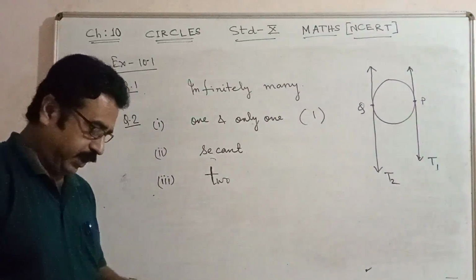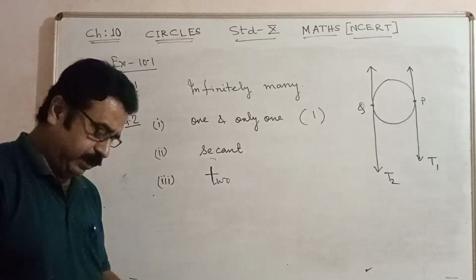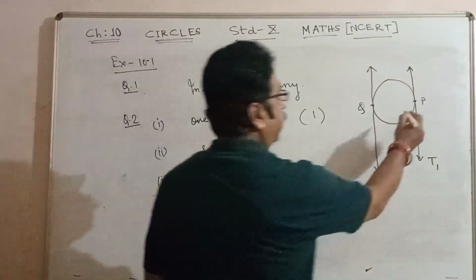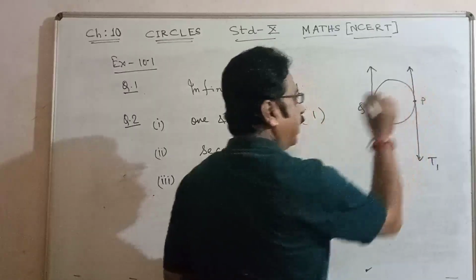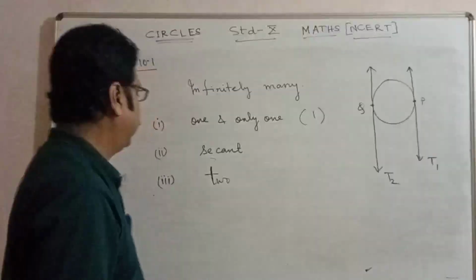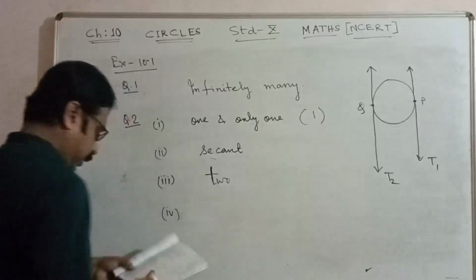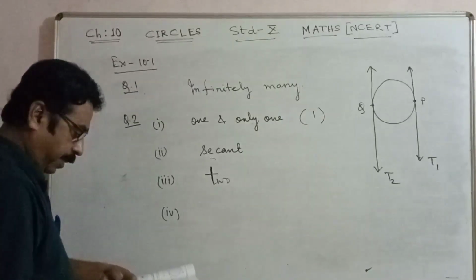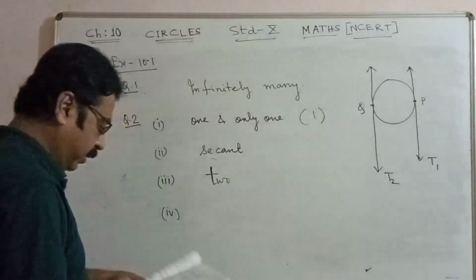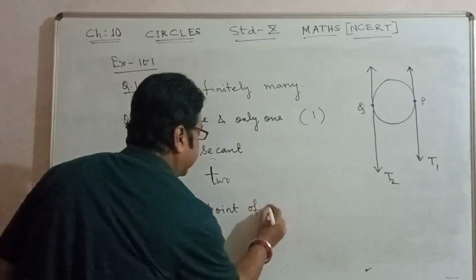Now, fourth question. The common point of a tangent to a circle and the circle is called the point of contact. This is the common point. This point is located on the circle also and on the tangent also. This point is called the point of contact. This is the common point, common to the circle and common to the tangent. So the answer will be point of contact.